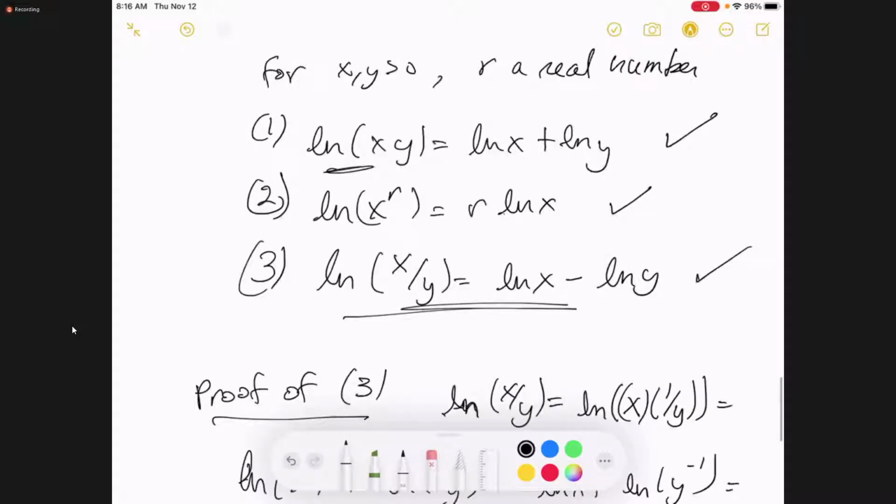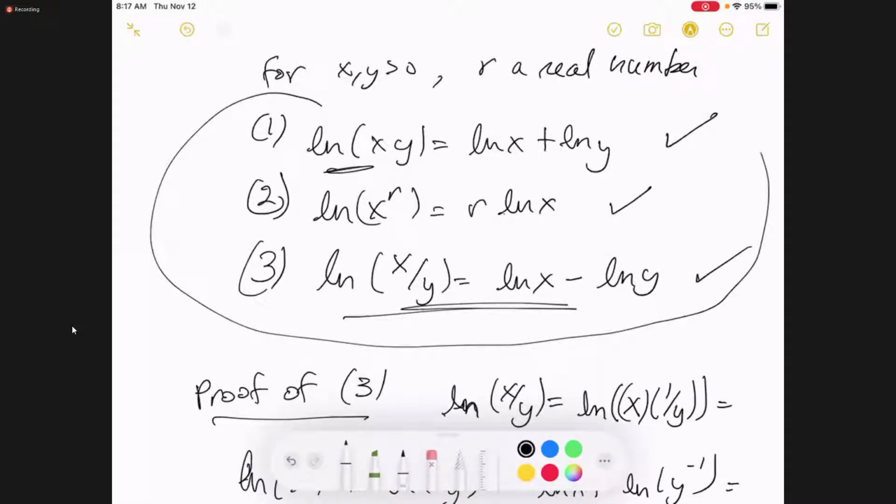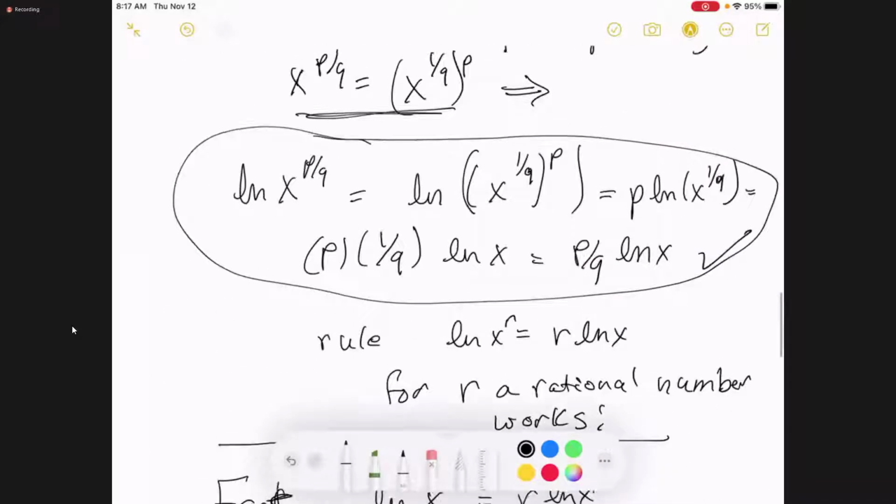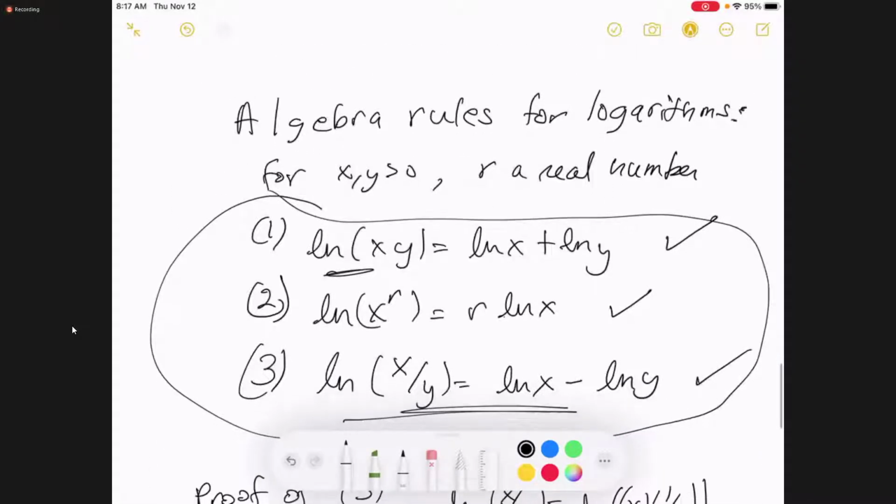So we have shown pretty much that all three of these rules hold for this function. So it really is a logarithm function. What logarithms do, they turn products into sums. Well, a product is not equal to a sum, but you can apply this function and turn it into one without violating rules.